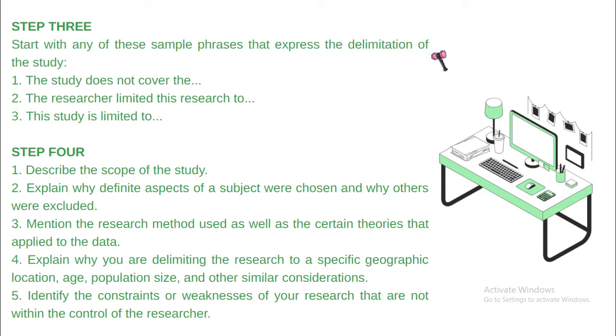Step four, if you're done with choosing your delimitations: describe the scope of the study. What is your coverage all about? Explain why definite aspects of the subjects were chosen and why the others were excluded. Just like I said, we have the limitation and delimitation. So when we have the scope and delimitation, we need to explain the aspects that we chose to include and the aspects that we chose to exclude.